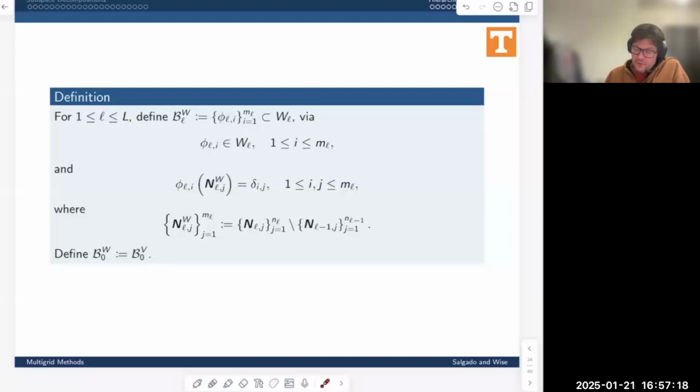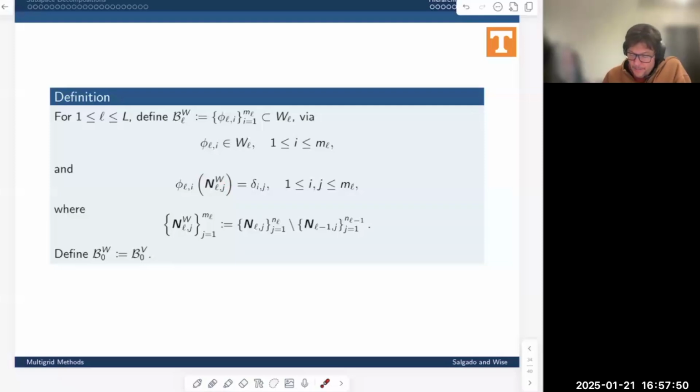So here's the way we're going to define the basis for this. Remember we said we forced the dimension to be M_L. We just by fiat said that that's what the dimension was. And we're going to define these elements in the following way. Phi_{L,i} in W_L is defined such that phi_{L,i} at N_{L,j}^W is equal to the Kronecker delta symbol delta_ij.